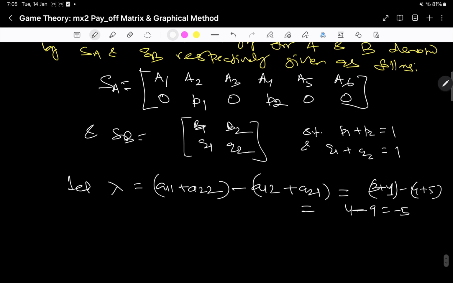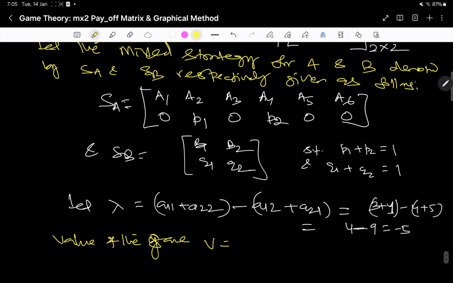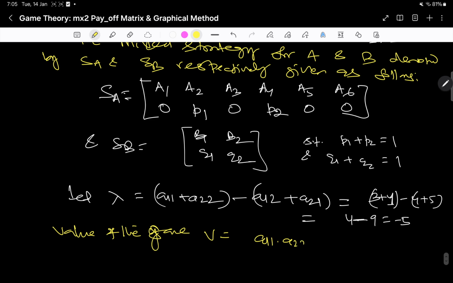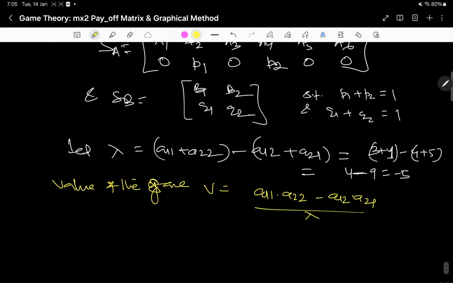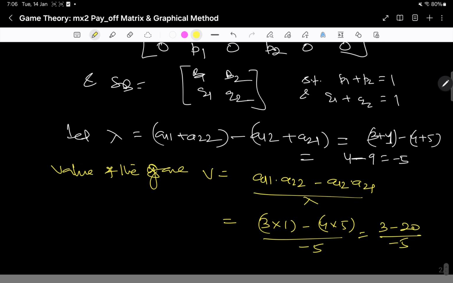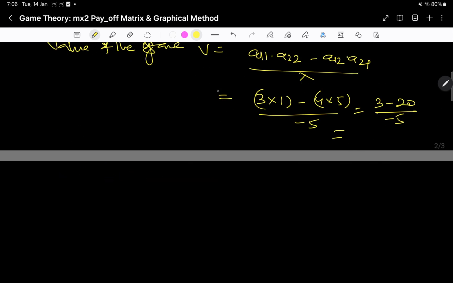Then coming to your value of the game, V is equal to A11 into A22 minus A12 into A21 divided by your lambda. So this is equal to 3 into 1 minus 4 into 5 divided by minus 5, which is equal to 3 minus 20 by minus 5. So this is equal to 17 by 5.